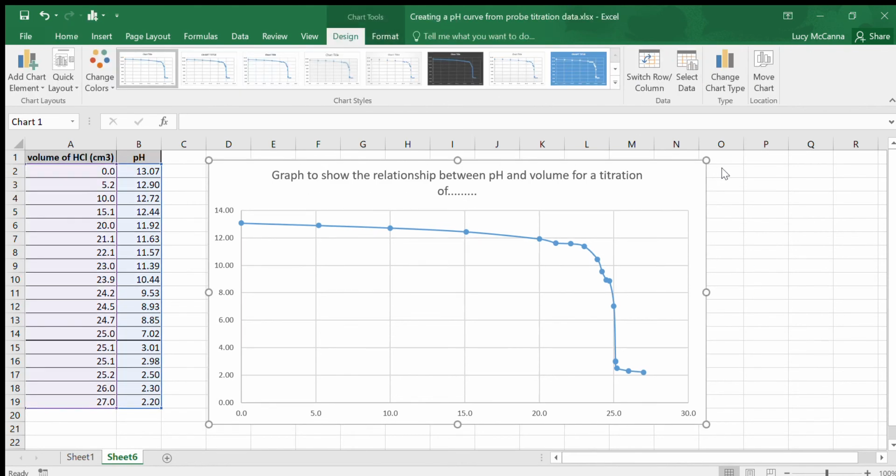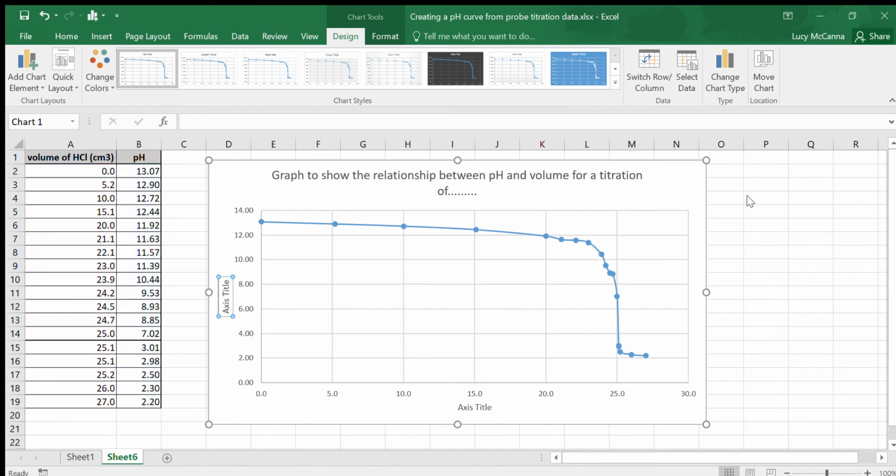When you've done that, you will need to click on the graph whenever you want to add something and go to this plus chart elements, and we're going to want axis titles. So we need to know of our x and y axes which is pH and which is volume. Always sense check this by just looking at the numbers. So here our top value is something like 27.